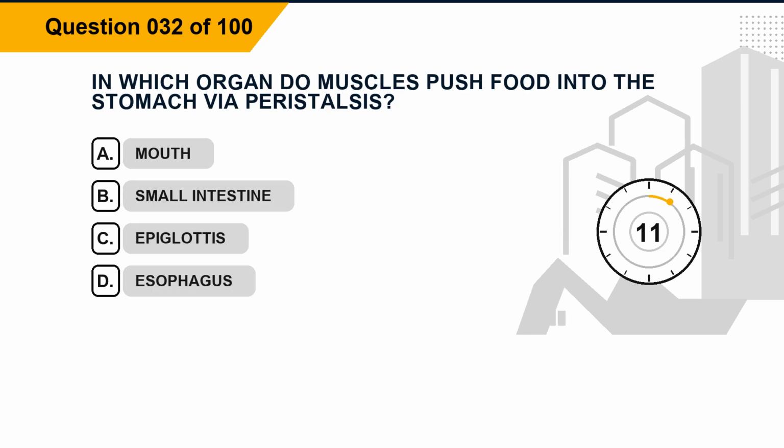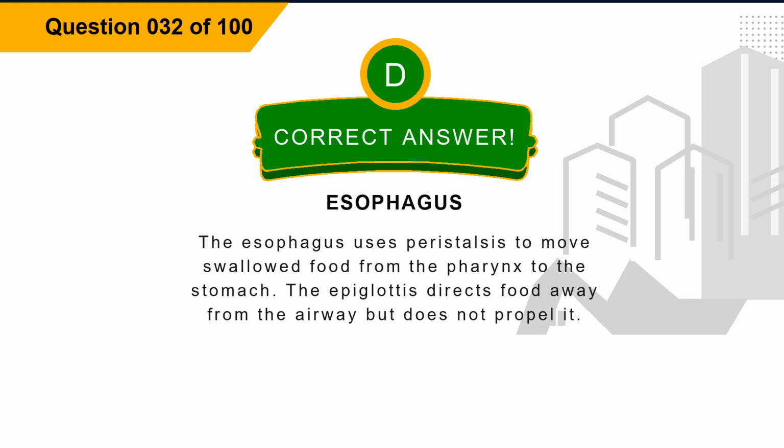Question 32. In which organ do muscles push food into the stomach via peristalsis? Option A, mouth. Option B, small intestine. Option C, epiglottis. Option D, esophagus. The correct answer is option D, esophagus. Explanation. The esophagus uses peristalsis to move swallowed food from the pharynx to the stomach. The epiglottis directs food away from the airway but does not propel it.